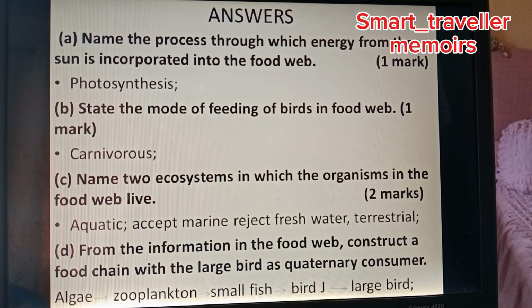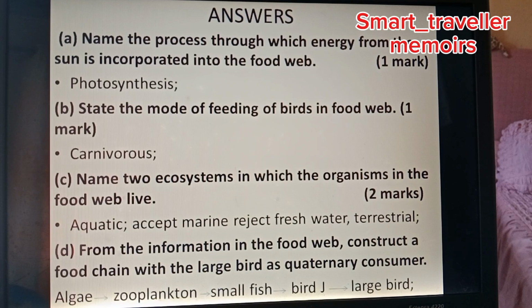Name 2 ecosystems in which the organisms in the food web live. Aquatic or terrestrial. In aquatic, you can accept marine but reject fresh water.